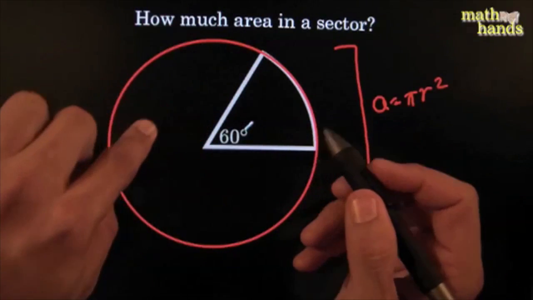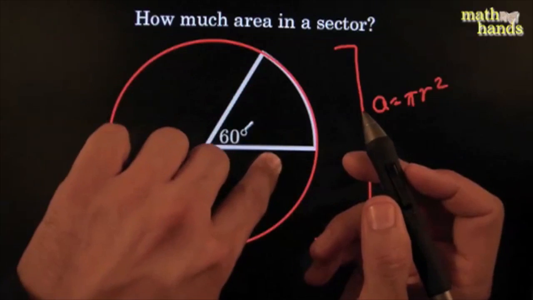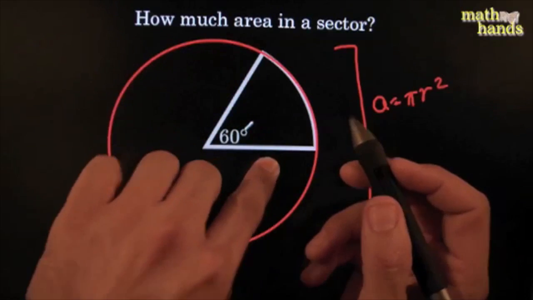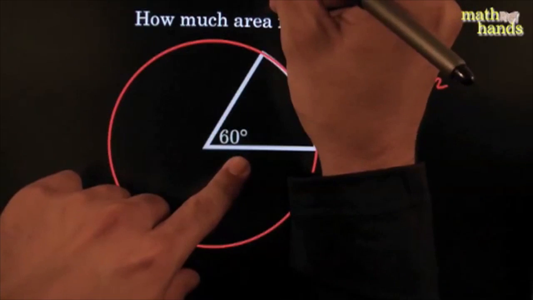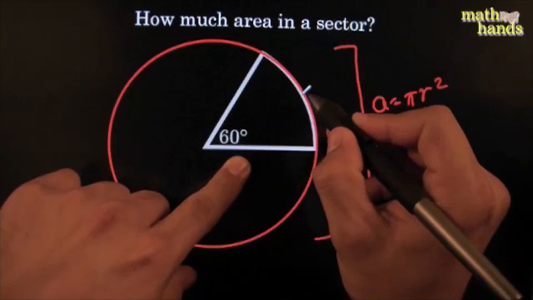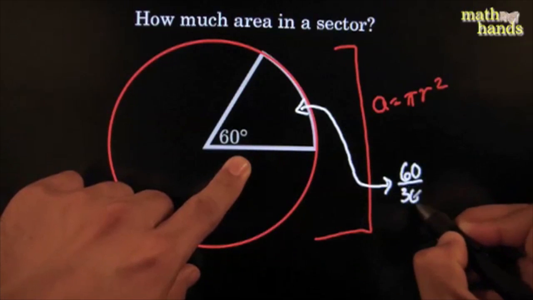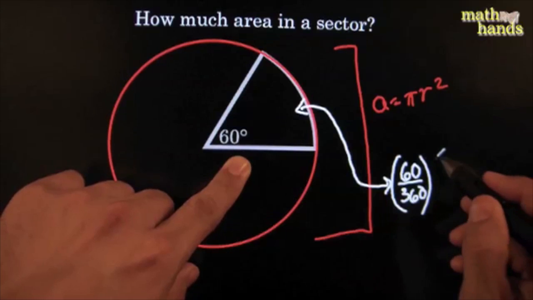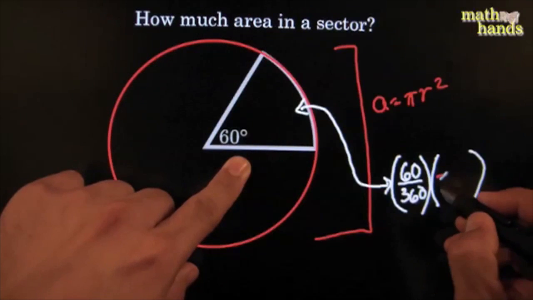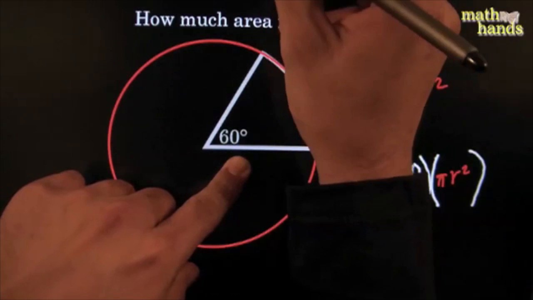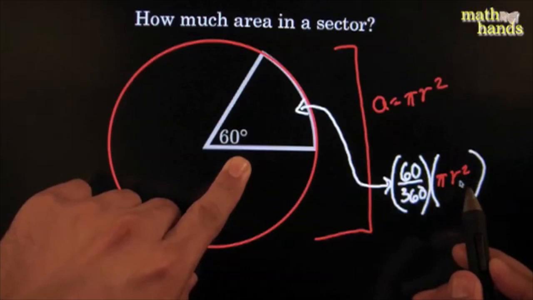How many degrees are there all the way around? All the way around there's 360. That was the definition of a degree, 360 of them. Here we've got 60 out of the 360. So the portion that we have, that would be this area, would be 60 out of 360. That's the portion times the total area, which is pi r squared. See how we do it? We just take the portion, just 60 over 360 times the pi r squared.